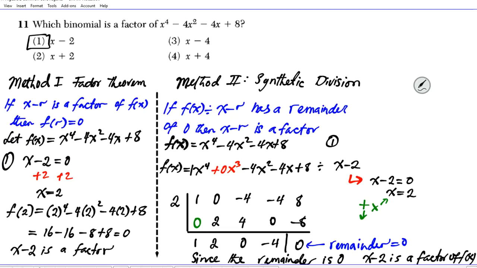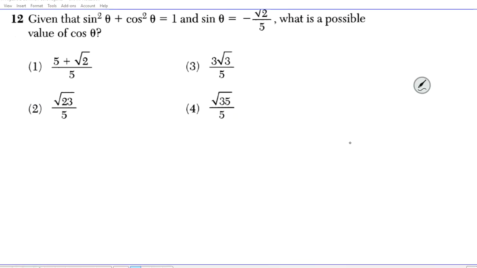So that's another way you can do it. Alright, and then you can also use long division, but that's a little bit long. Same process. You look at the remainder, see what the remainder is. If you get 0, that tells you that whatever you divided by is a factor. Alright, let's take a look at question number 12.